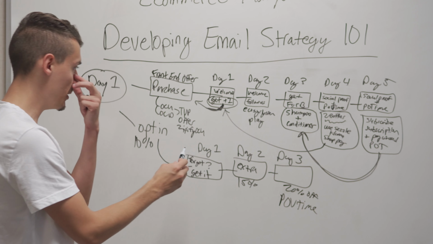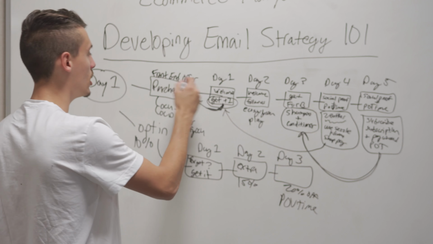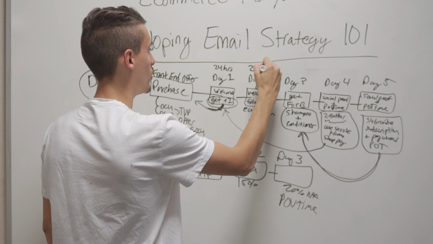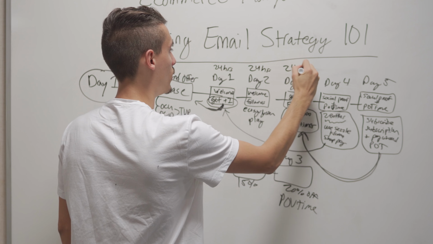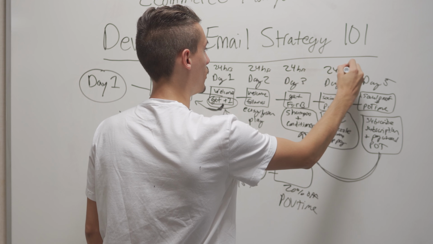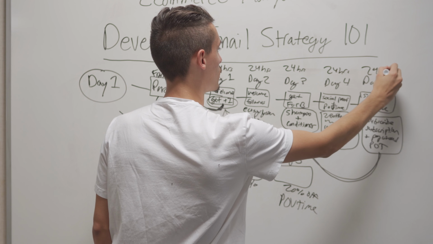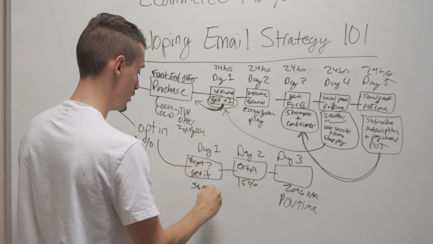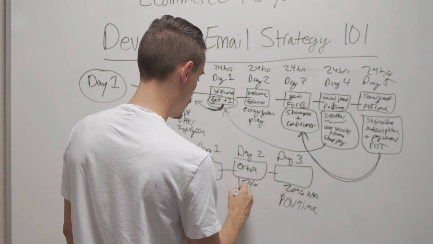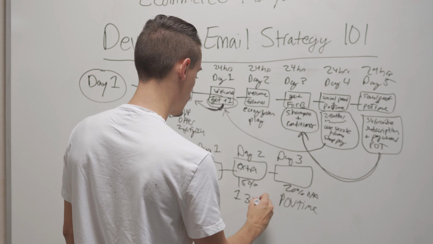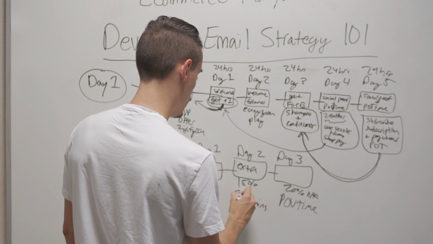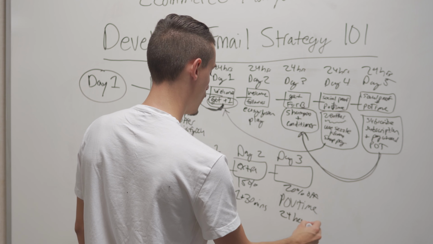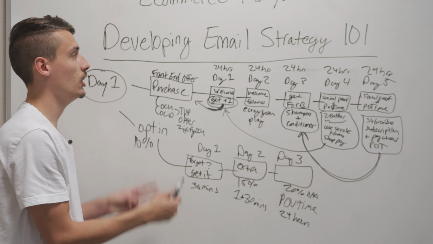Okay? And if you're wondering how often do I send these out, right? If they're a purchase, this is just 24 hours, 24 hours, 24 hours, 24 hours, 24 hours. This one is within 30 minutes. This one's within an hour and 30 minutes. And then this one would be like 24 hours. Okay? So I hope this brings a lot of clarity to you in your email strategy.